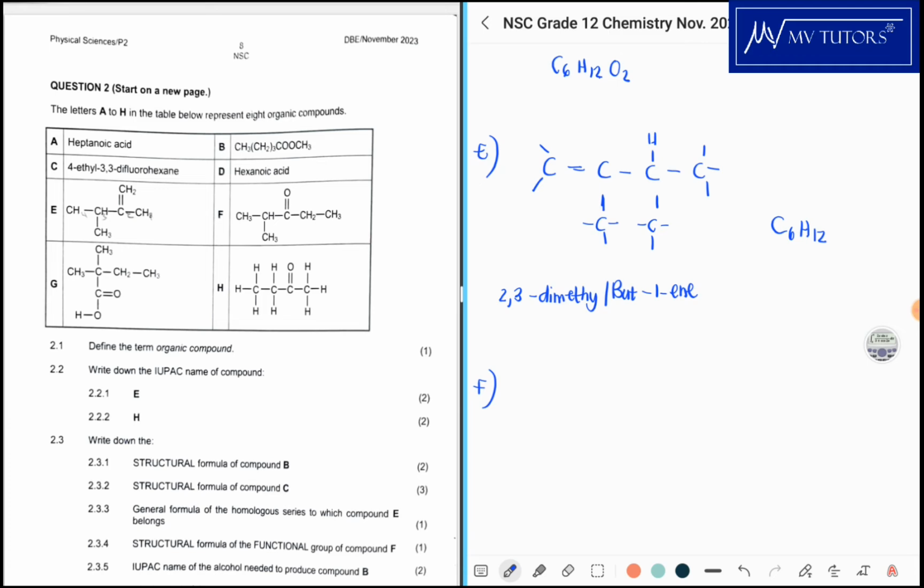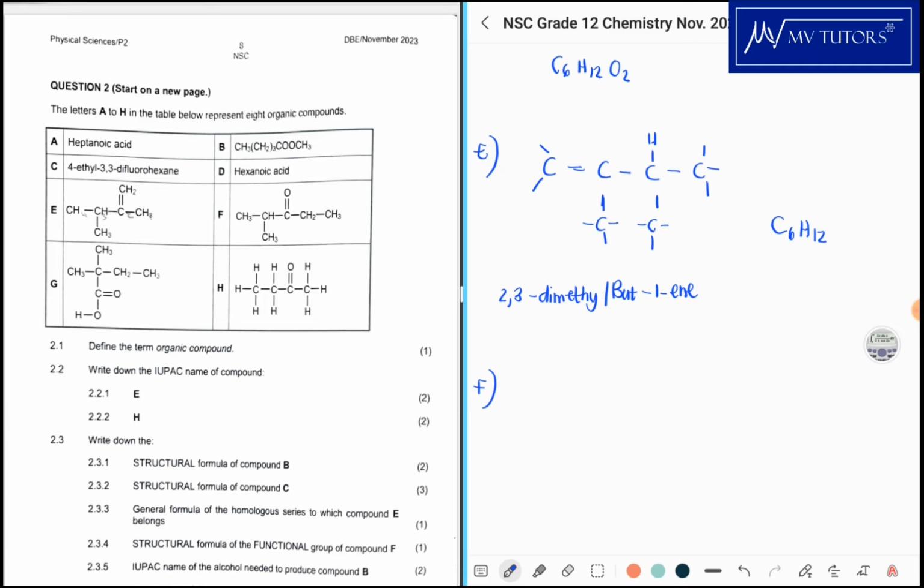Now F, what do we have? All right, it's already drawn for us. There's no need for us to actually redraw it. But how can we name it? I can see on the second carbon, I have a methyl group, if I start counting from the left. And then on the third carbon, there lies the double bond to oxygen, so it's a ketone, right?